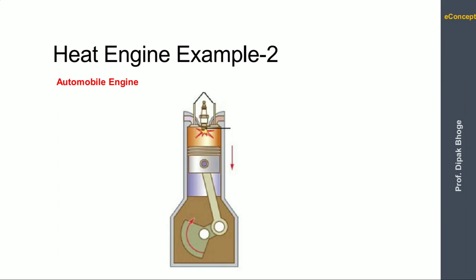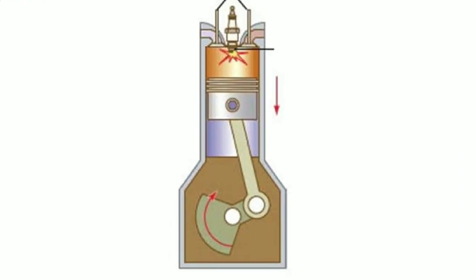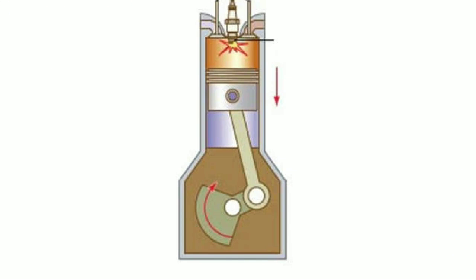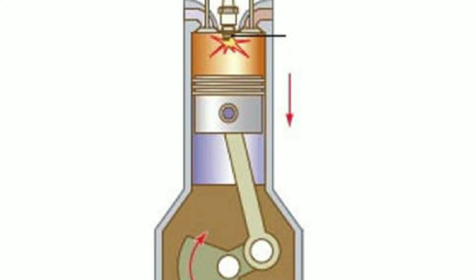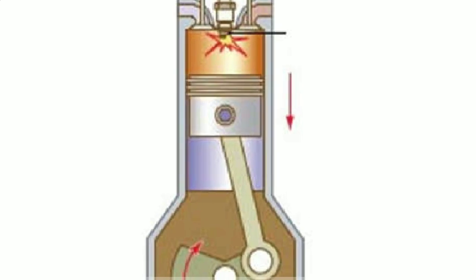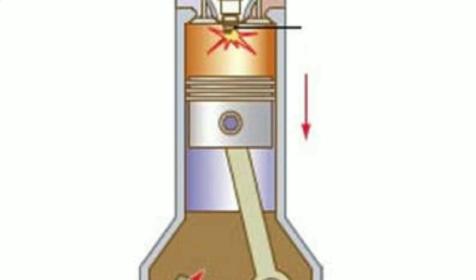Another example we have seen in day-to-day life, you can see, that is automobile engine, in which combustion of petrol or diesel takes place in the combustion chamber, and where high pressure gases will be produced, exhaust gases will be produced, or combustion products will be there, which will move the piston in the downward direction, and it will produce the mechanical energy.